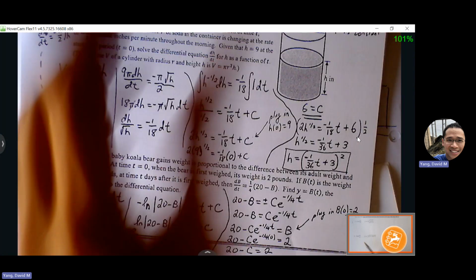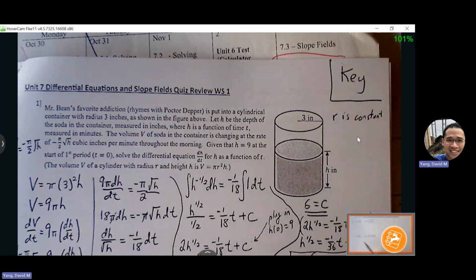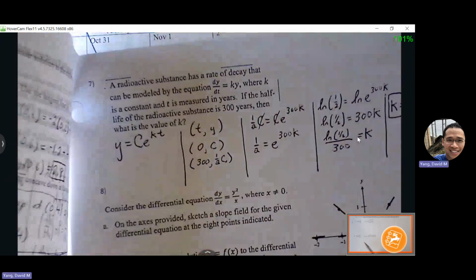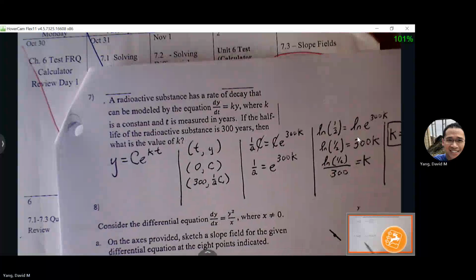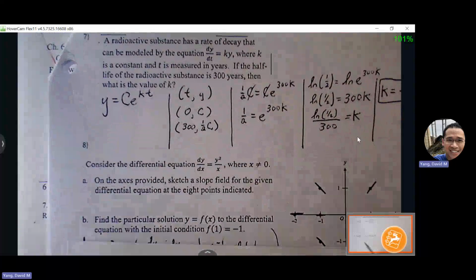Okay, where do we leave off with worksheet 1? Number 8. Don't worry. Okay, so number 8, you're going to fill out your slope field.